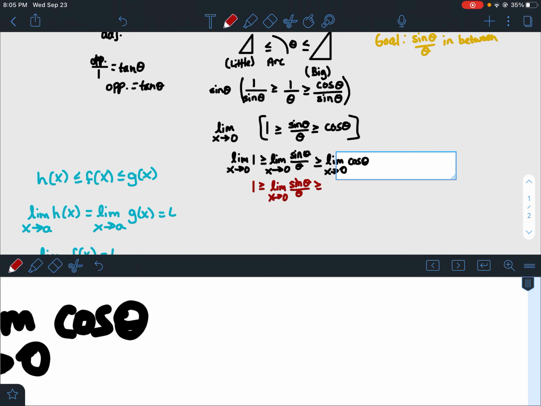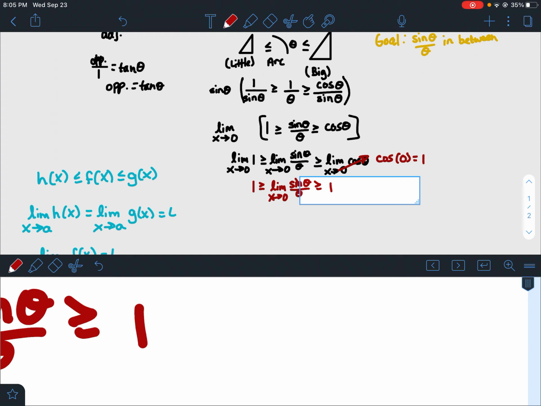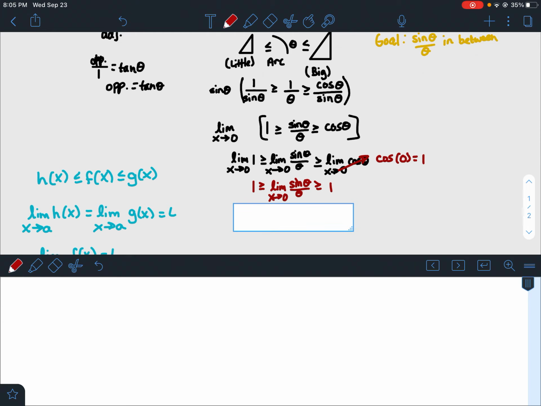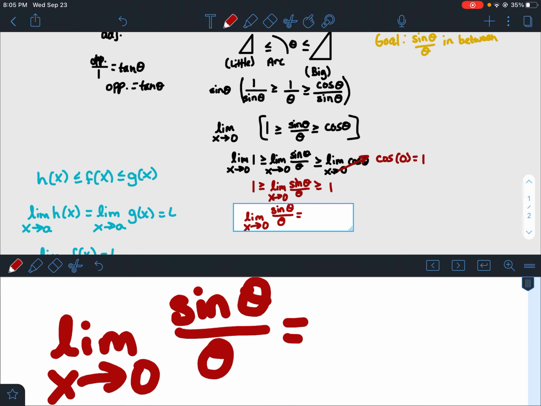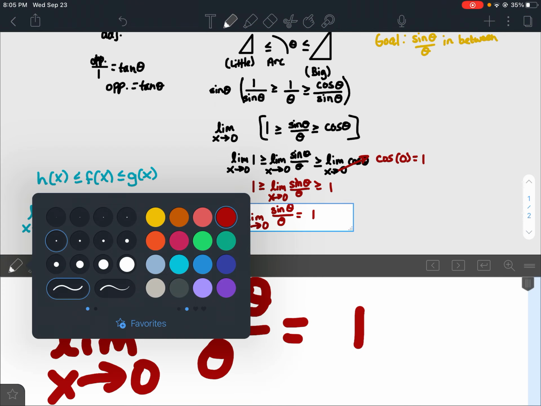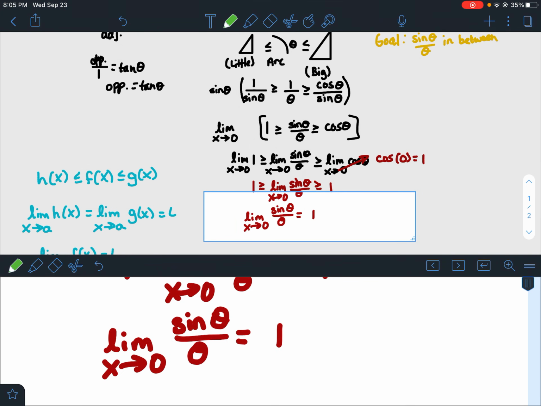Let's just do this right here. The cosine of 0 is equal to 1. So that becomes 1. And then that means that, since that is true, the limit as x approaches 0 of sine of theta over theta is equal to 1. And that is our answer. So that's why it is equal, in fact, to 1.